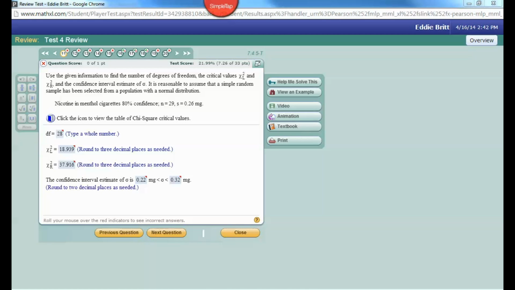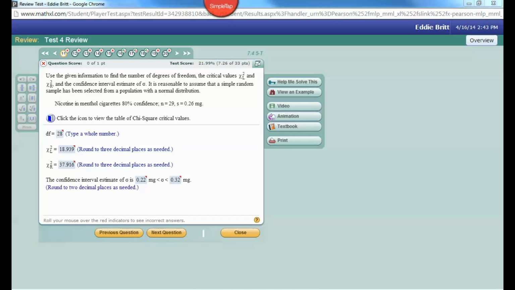Alright, so here is the confidence level, 80%. Here's our n equals 29, and here's our s equals 0.26. And so we'll need all of this in order to get all these answers. Alright, so this is a chi-square distribution. How do you know it's a chi-square distribution? Well, we are dealing with population standard deviation or population variance. That also uses the chi-square values.